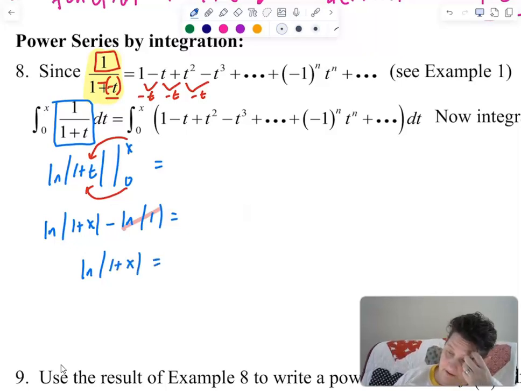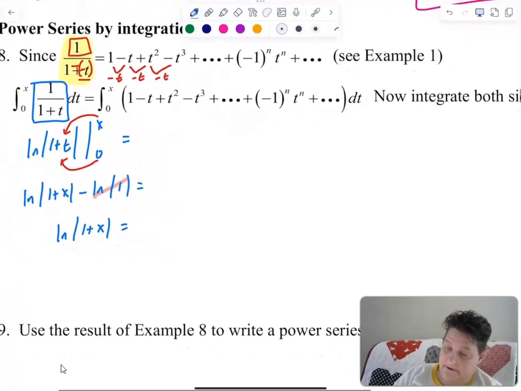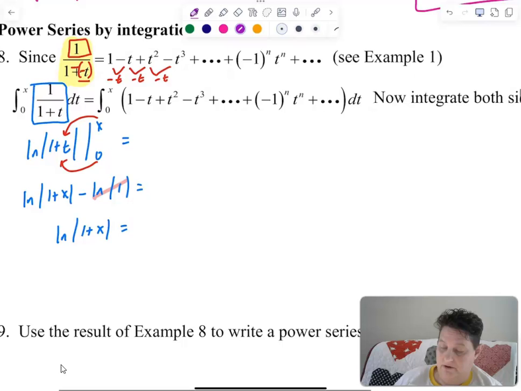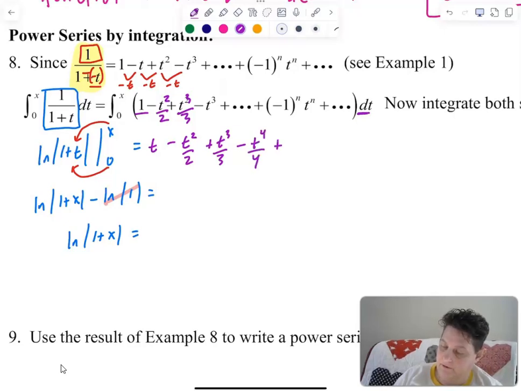Okay? Now, on the other side, I'm going to integrate this term by term. Okay, check it out. The integral of 1 is t. I'm doing it with respect to dt, and then I'll evaluate it. The integral of 1 is t. This next one is t squared over 2. Then it's plus t to the third over 3. Minus t to the fourth over 4.